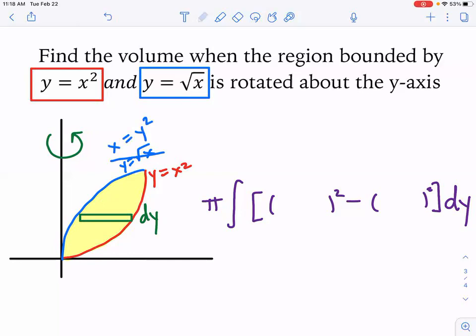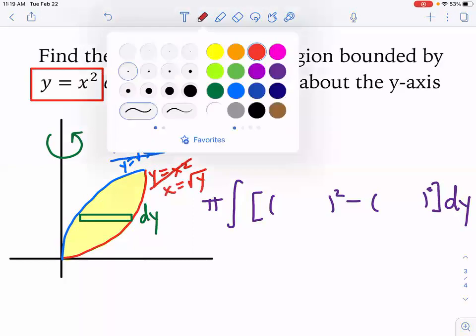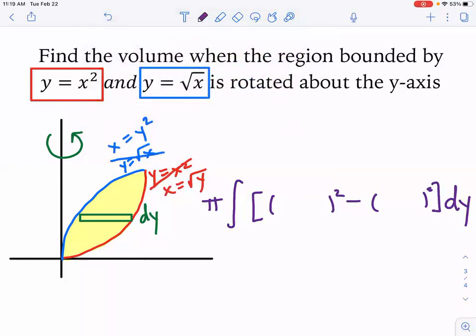How about y equals x squared? Since we're on the positive side, we only need to worry about x equals square root of y. Isaac, what are our limits of integration? 0 to 1. Excellent. Our outer radius. Nathan, what is it? X equals radical y?